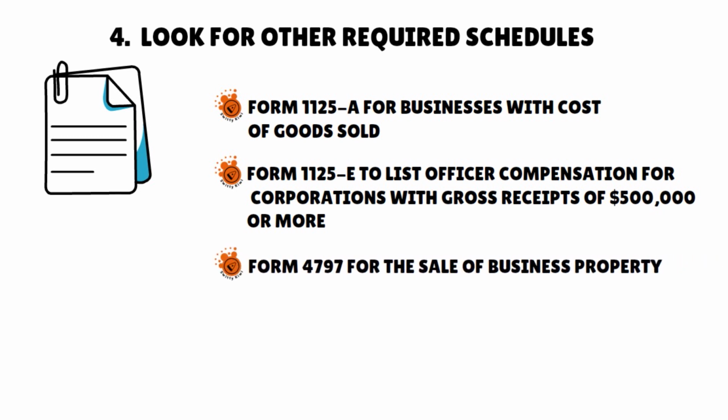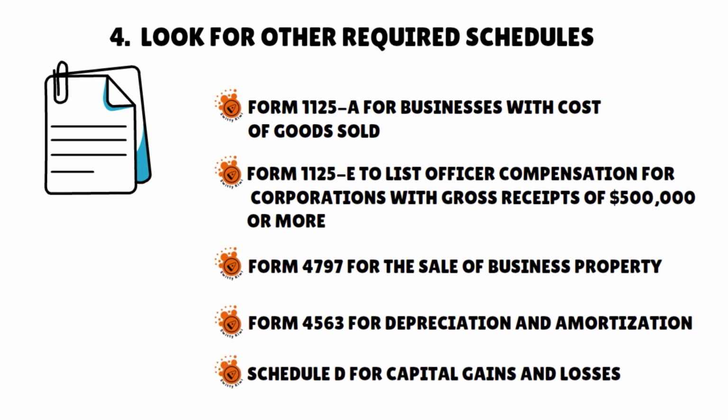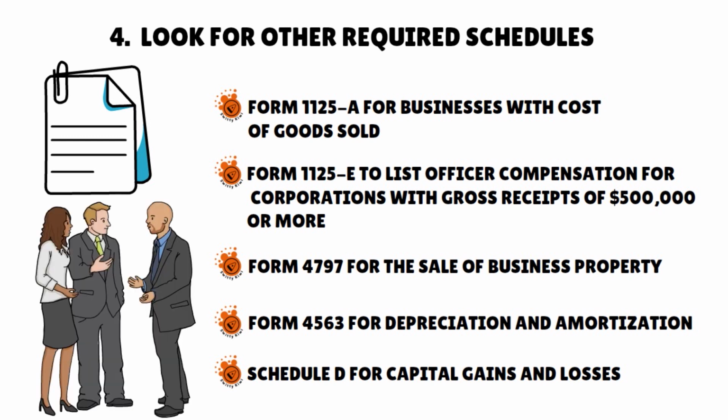Form 4797 for the sale of business property. And then you have Form 4562 for depreciation and amortization. And Schedule D for capital gains and losses. And a corporate tax professional should be knowledgeable of other forms you are required to submit with Form 1120. So again, reach out to an EA, an enrolled agent, or a CPA to help you here.